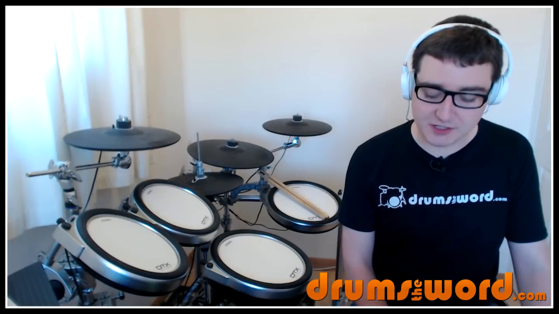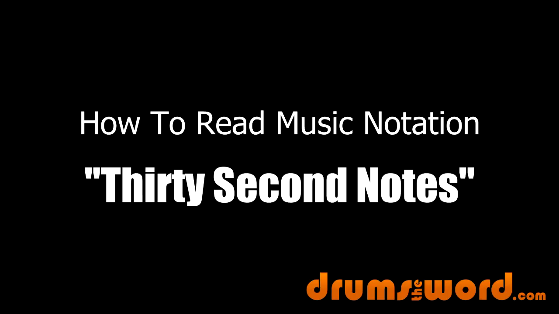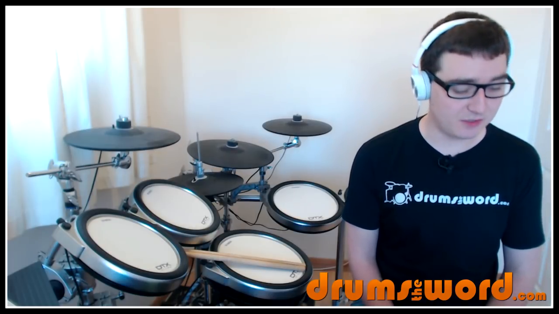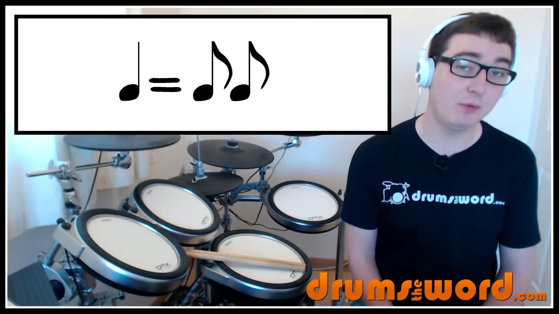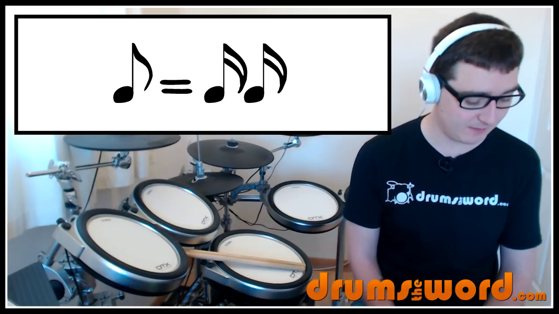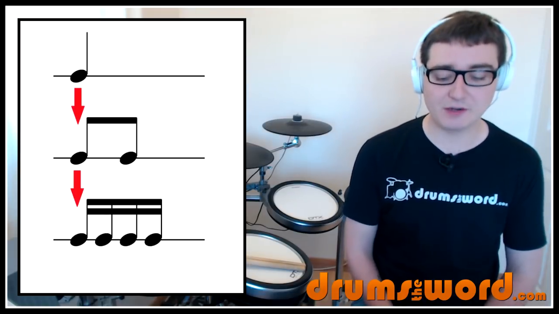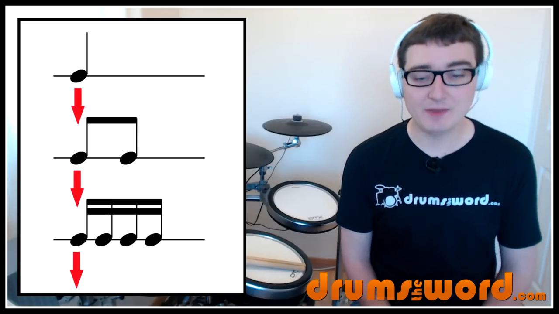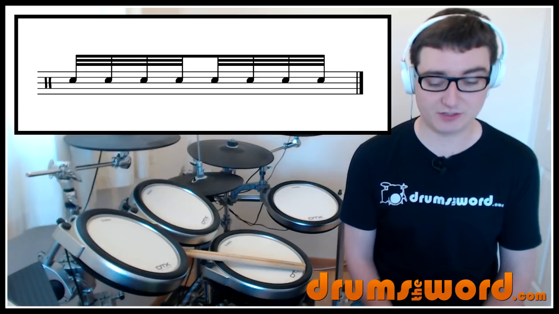Let's now take a look at our first new note type in this lesson, the 32nd note. Quarter notes can be split or subdivided into two 8th notes. In other words, a quarter note has the same duration, or takes up the same space within a bar, as two 8th notes, and we know we can subdivide each eighth note into two more evenly spaced sixteenth notes. This diagram shows the relationship between the three note types, or subdivisions, we have so far. But what about playing notes faster than sixteenth notes? Well, we can subdivide again by splitting each sixteenth note up into two further notes, known as 32nd notes.